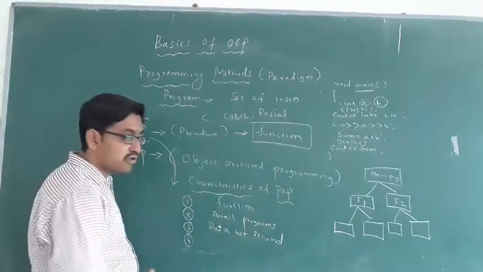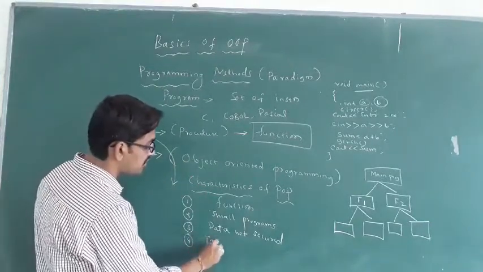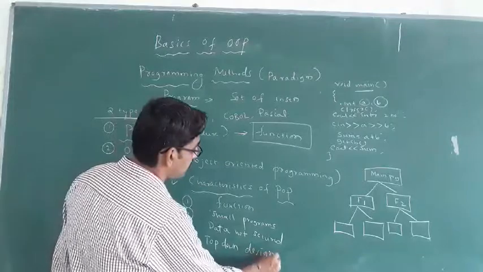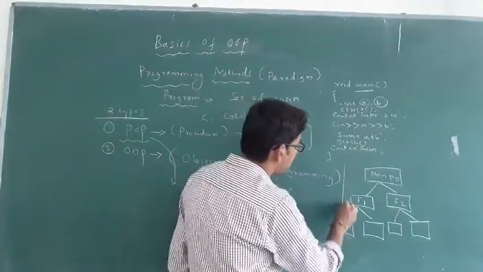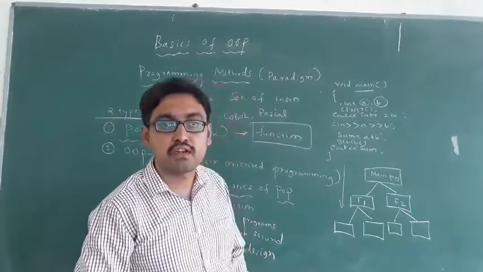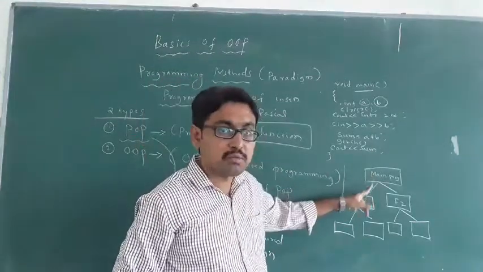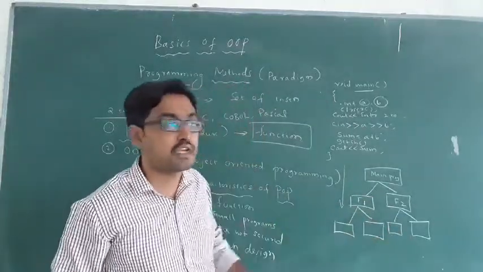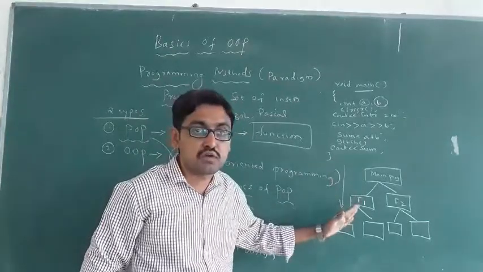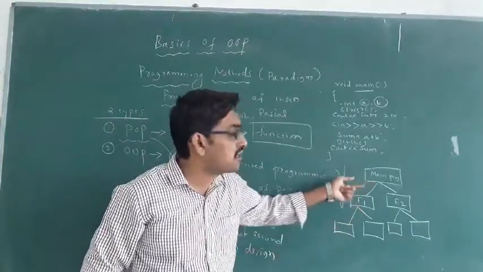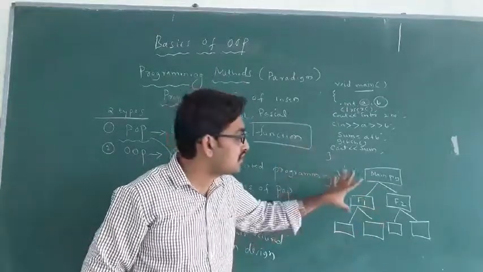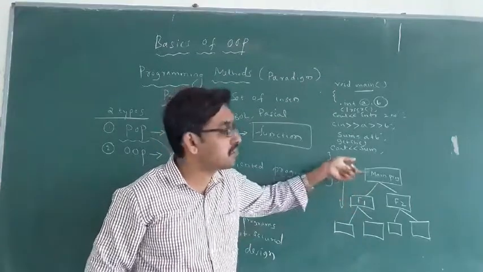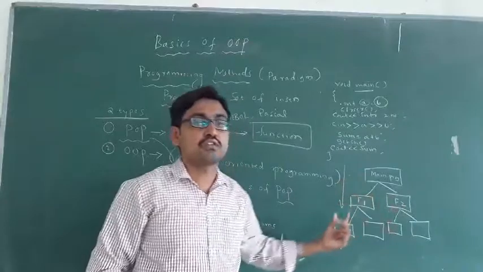Then the fourth one, it follows top-down design. See, this is a top-down design. Top-down design means what? You know top-down design. Top-down design means the problem can be divided into sub-problems, sub-modules. That is called a top-down design. That's why this is the structure of POP. Always the large program can be divided into small programs. That's why POP follows a top-down design. Top-down design means the main program can be divided into sub-programs.